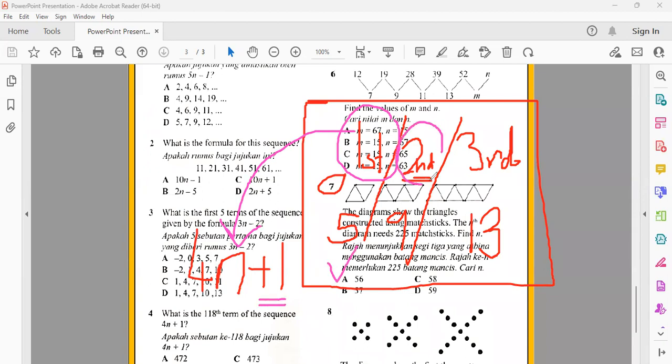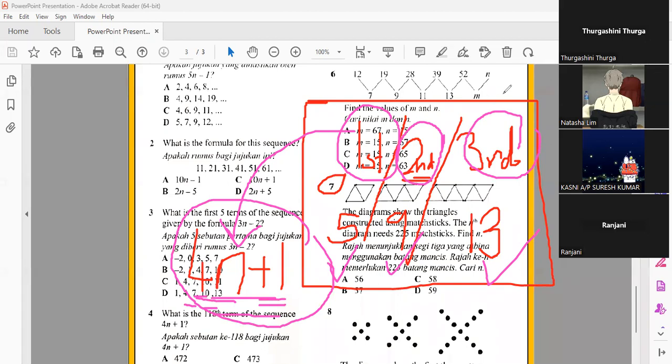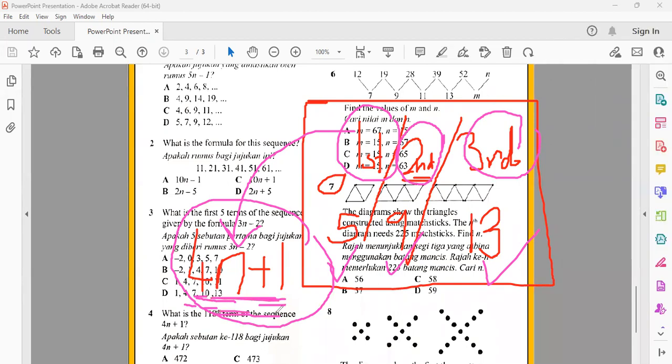Correct. Second term, I shouldn't have counted the triangles. We should count terms. I got confused. Maybe I need a break. 4 times 2, 8. 8 plus 1, 9. Got it? 3 times 4, 12. 12 plus 1, 13. So now we know our formula. It's 4n plus 1. Do you all understand how to get the formula? Okay, the formula is 4n plus 1.